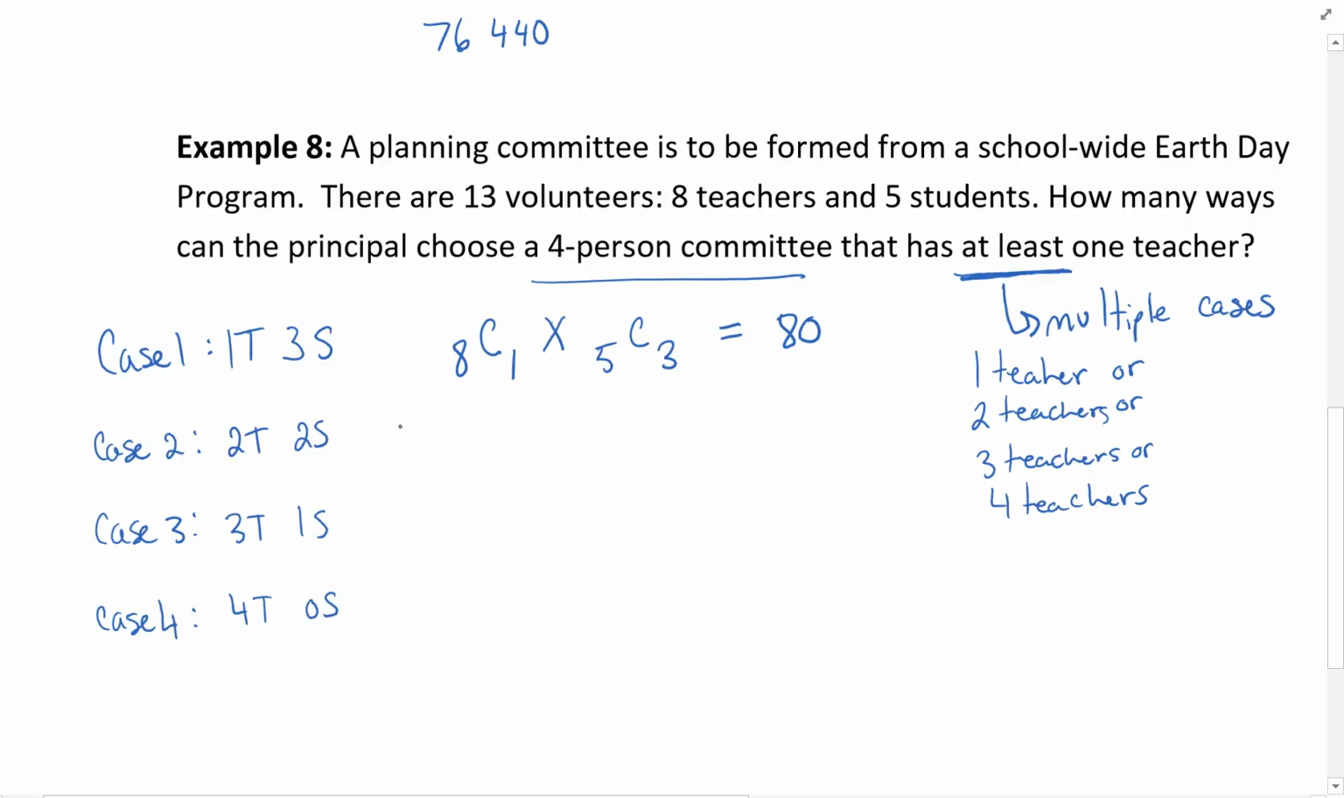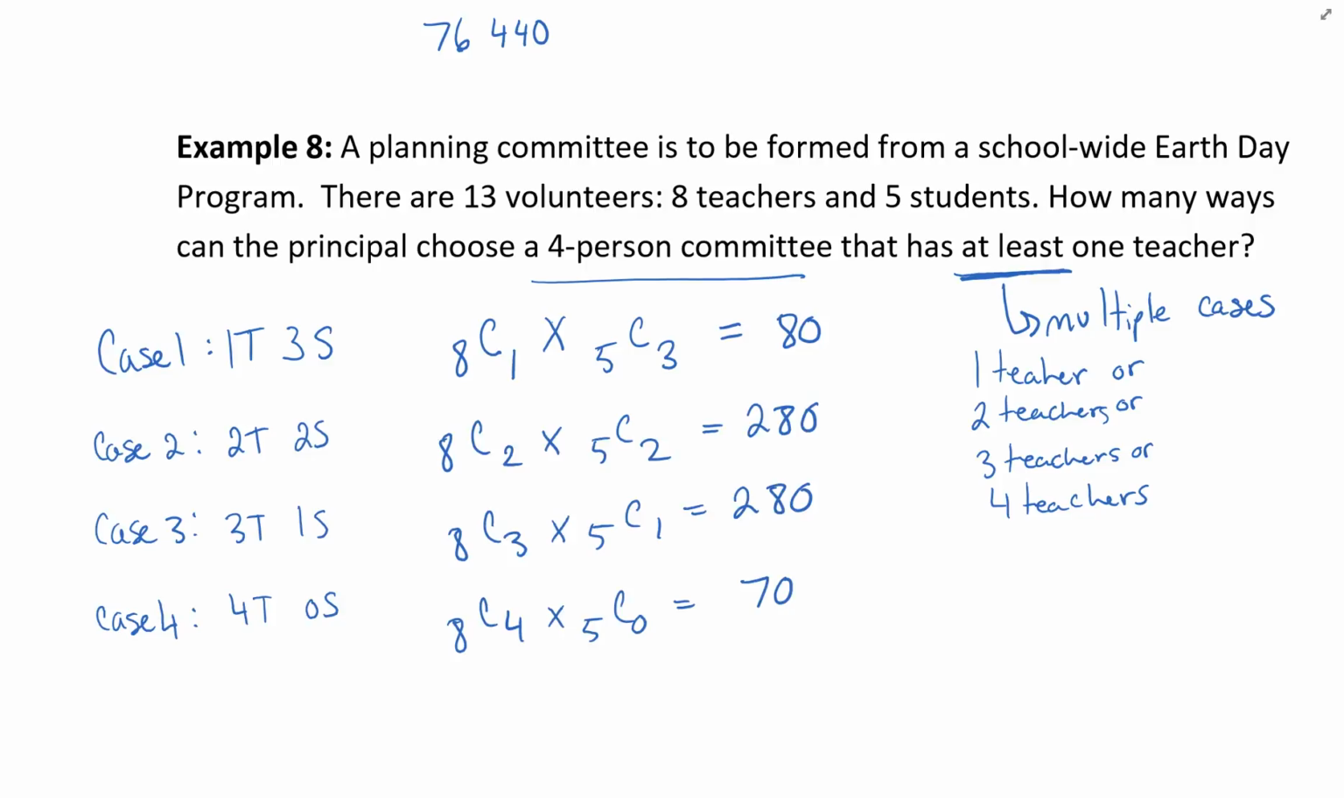Okay, go ahead and try all those different cases and see if you get what I get. I'm going to go and fill in those answers for us. So checking your work with mine, you should get those same 3 answers, 280, 280, and 70. It's kind of interesting that both 8C2 times 5C2 and 8C3 times 5C1 actually give you the same answer.